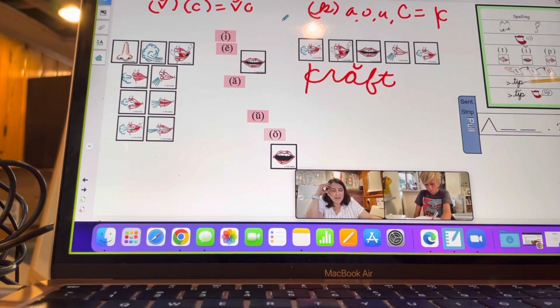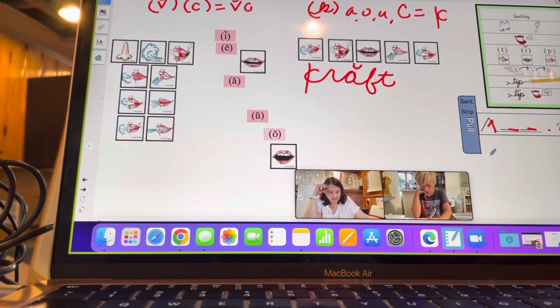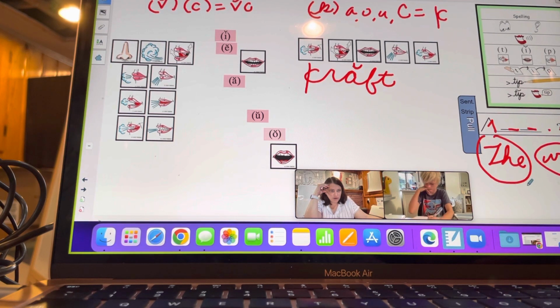Mm-hmm. All right, good. So now we're going to write our sentence. We're doing dictation, okay? So when you write a sentence, it begins with a capital letter, ends with a punctuation mark, has a subject and a predicate and forms a complete thought. You will have a couple of sight words in your sentence today. You'll have the word the. That's the first word, so it starts with a capital letter. You're also going to use the word was and the word from. Can you see these sight words on your screen? Yeah. Okay, because they will help you in writing your sentence.